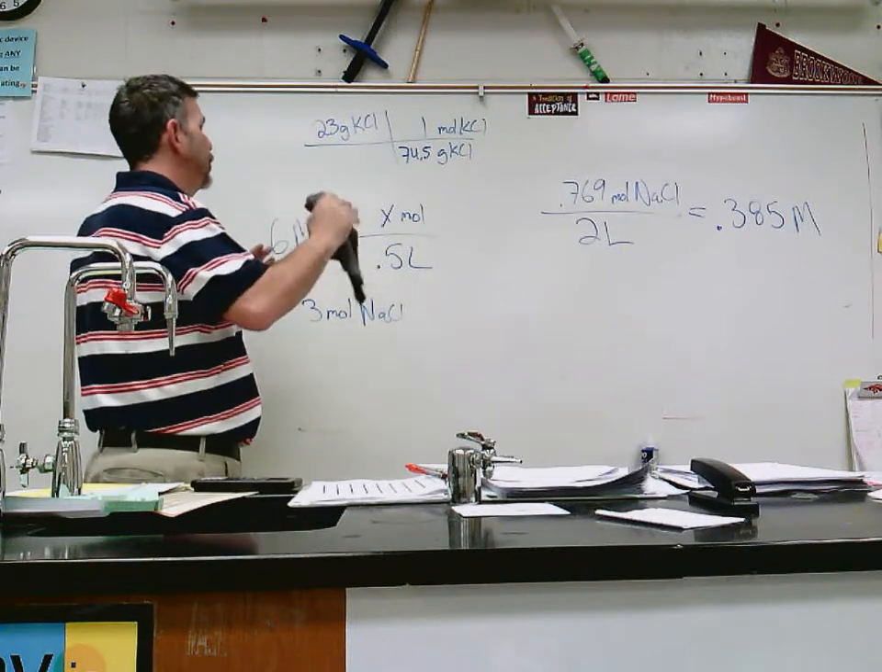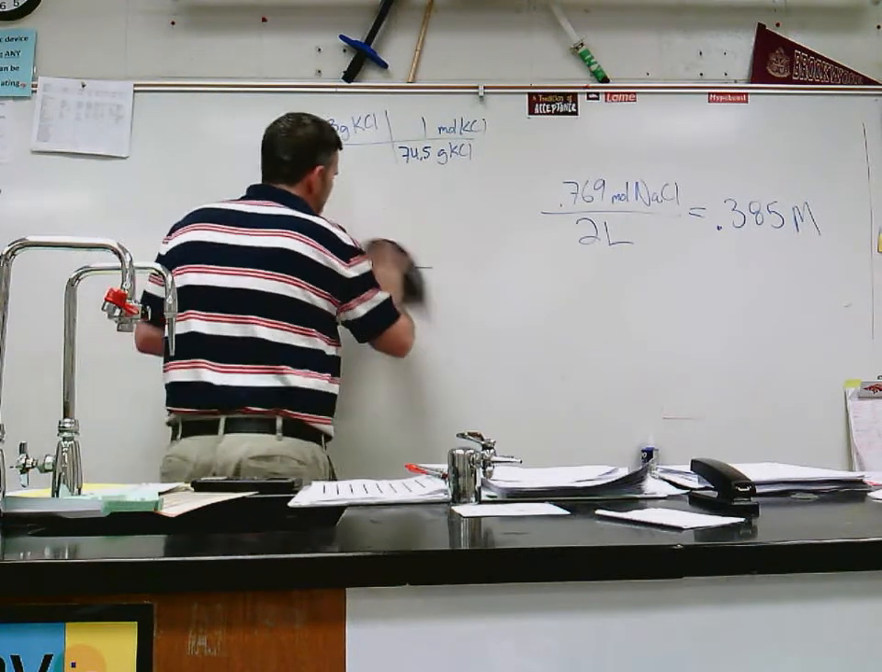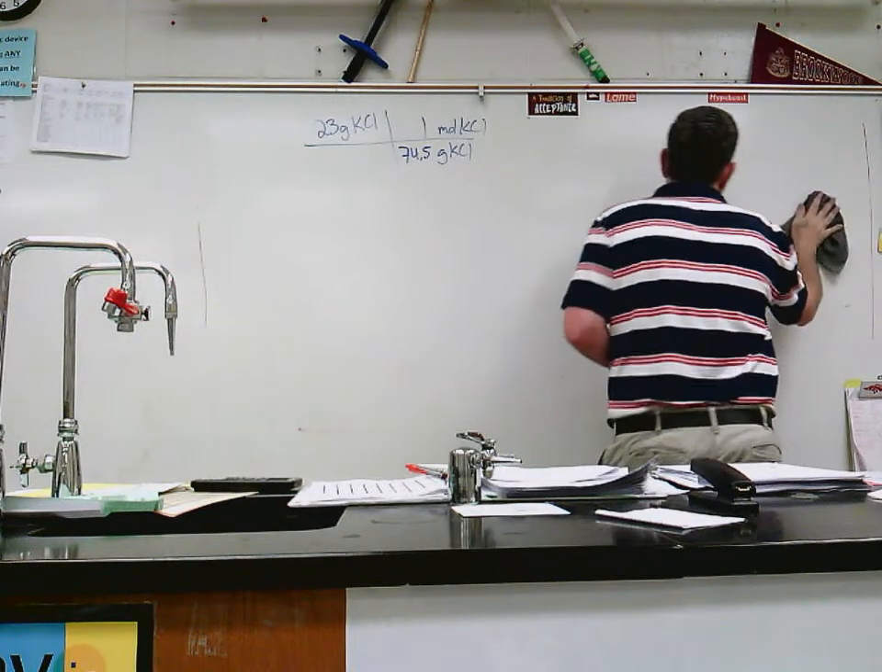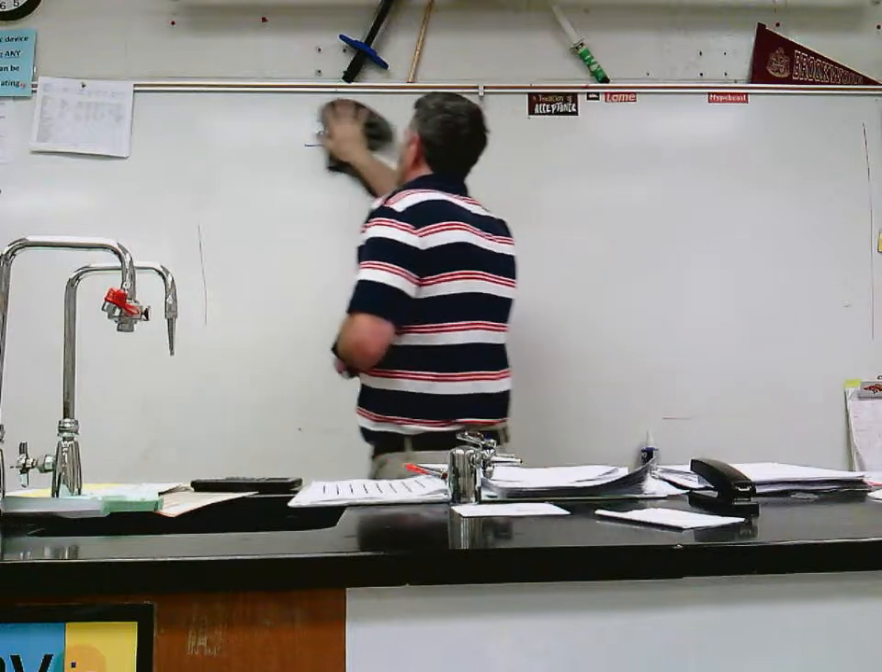So you're going to add up to the 0.5 liter. Remember those key words: add up to. Add up to the 2 liter, or add up to the half a liter, or whatever you're trying to make. I don't just add a half liter of water. That's not how it works.